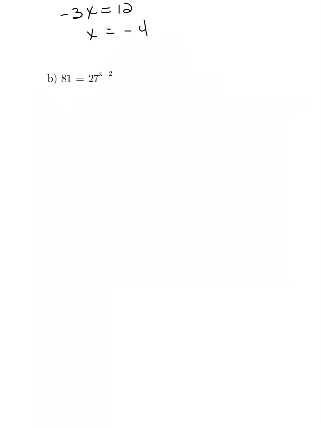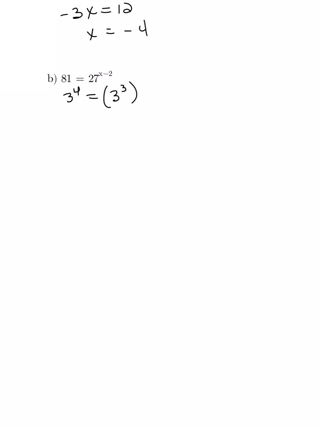On this problem, we have 81 equals 27 raised to the x minus 2 power. Neither 81 or 27 are prime numbers. But if you think about it, they are both powers of 3. So we're going to start out by rewriting 81 and 27 as powers of 3. 81 is 3 to the 4th. 27, I'm going to replace with 3 to the 3rd.